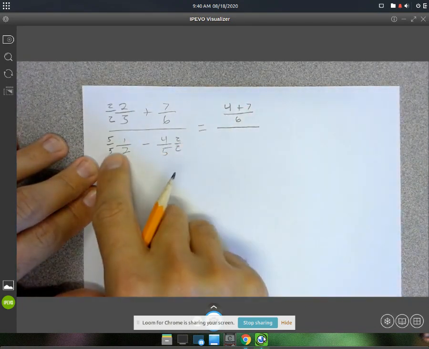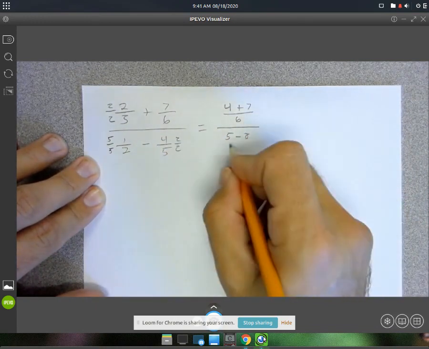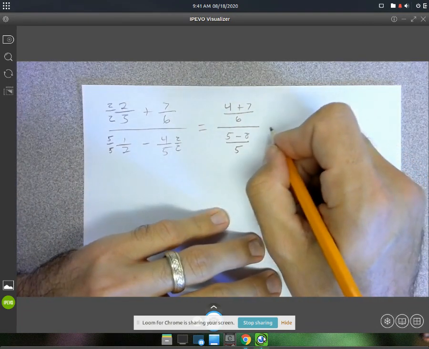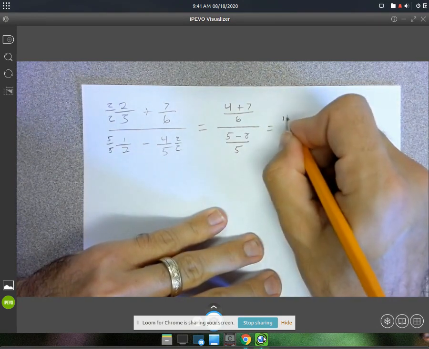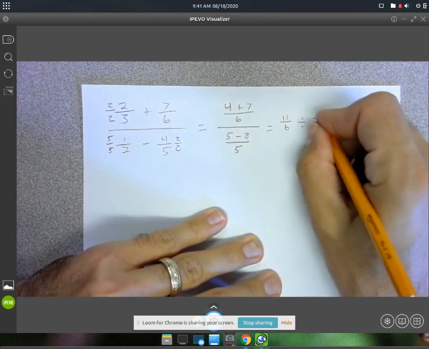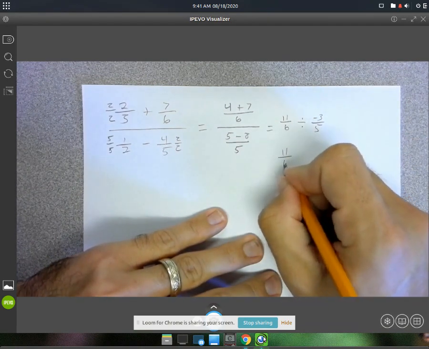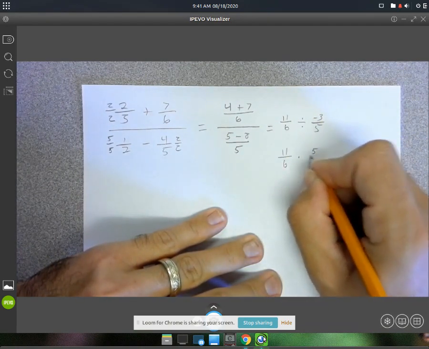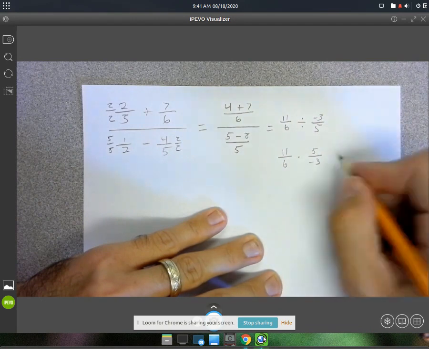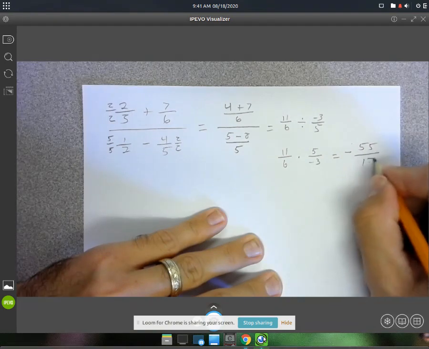So this is going to give me 5 minus 4 times 2 is 8 over 5. And then we can simplify and rewrite it. So we'll have 11 over 6 divided by negative 3 over 5. Same change flip. We'll have 11 over 6 times 5 over negative 3. 11 won't simplify with anything. 5 won't simplify with anything. So we can just multiply straight across. We'll have negative 55 over 18.